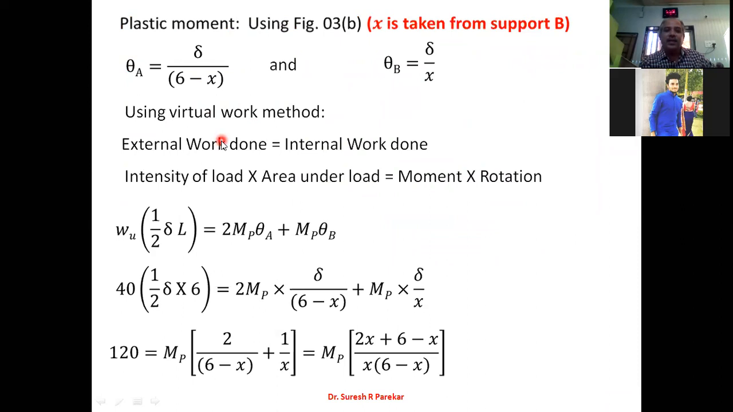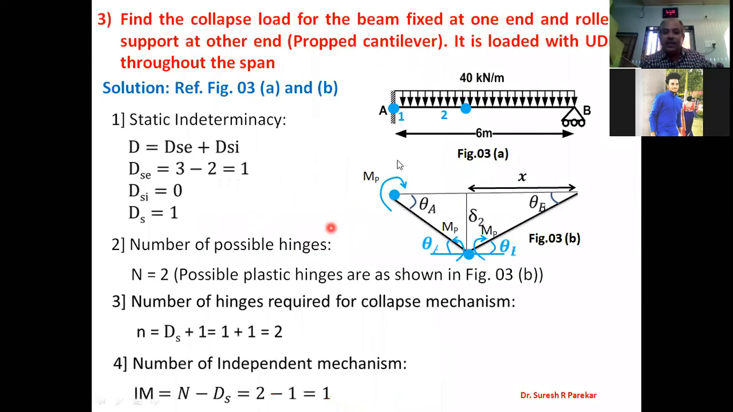Now virtual work method: external work done equals internal work done, or energy absorbed by plastic hinges. So intensity of load into area under load, moment into rotation. So W into half delta into L equals MP theta A plus 2 MP theta B. Why? You can see MP theta A over here, and we have MP theta B only here.